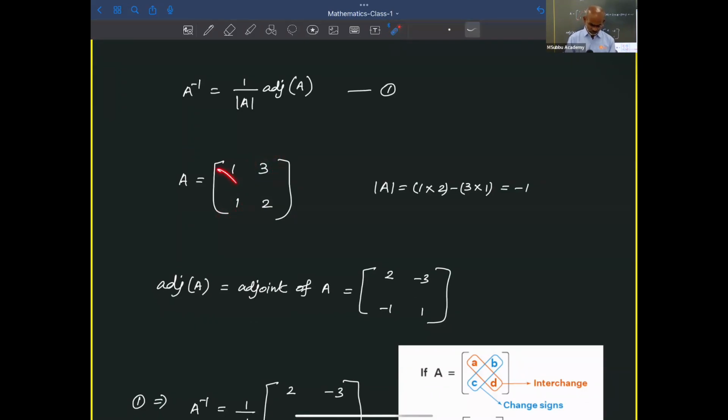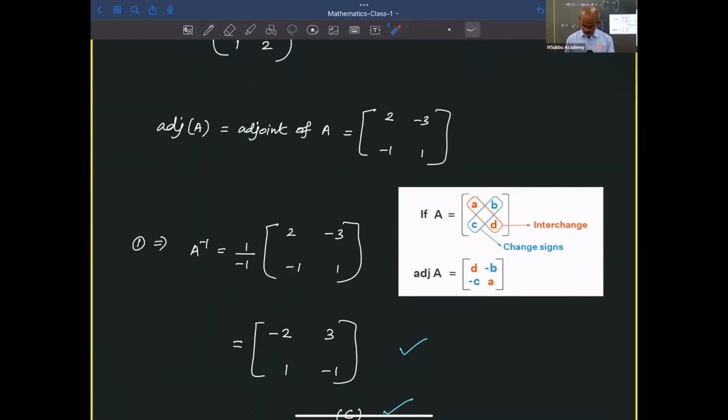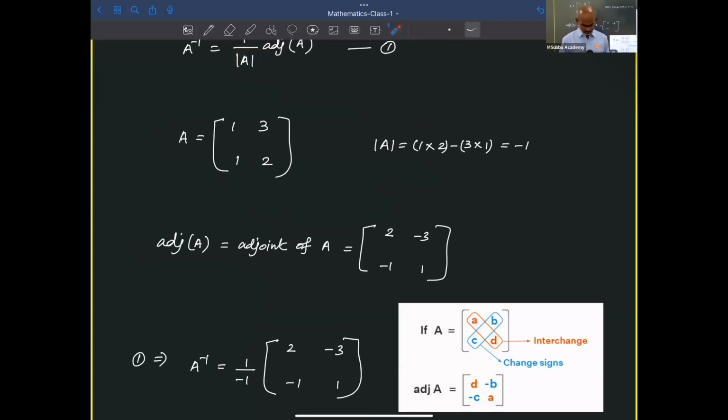And for the other diagonal, always this is a primary diagonal. For this primary diagonal simply interchange the elements, and for the other diagonal you change the sign. If it is positive, make it negative. So that is what is given in this diagram, no? So interchange these elements A and D and change the signs of C and B. So by that way you'll be having the adjoint matrix that has to be divided with the matrix determinant.